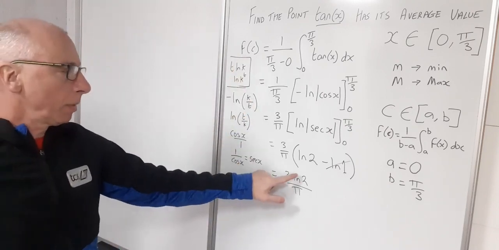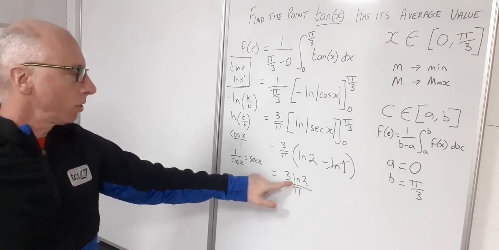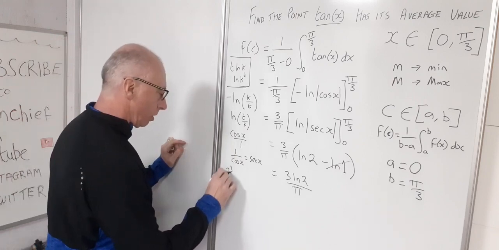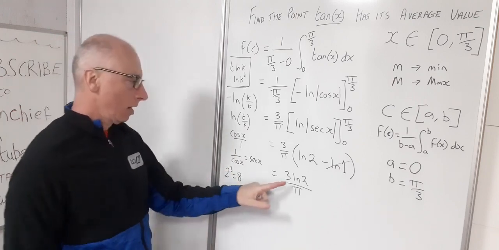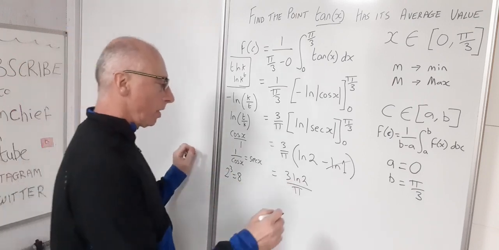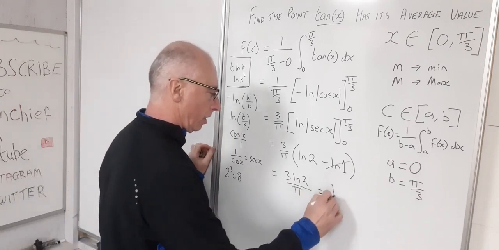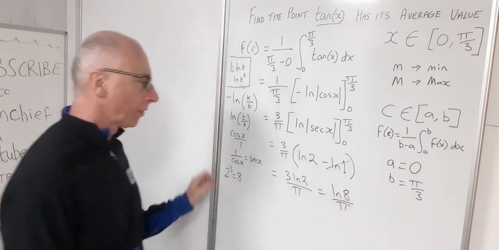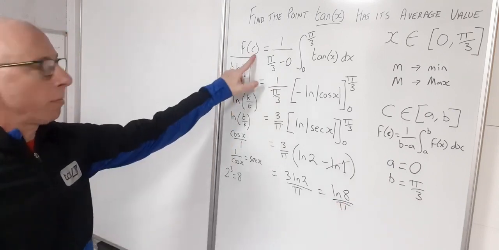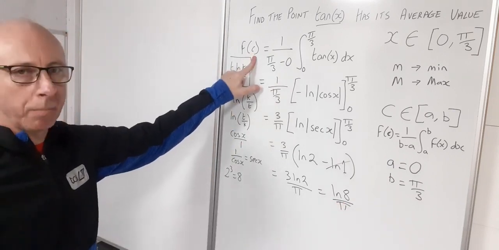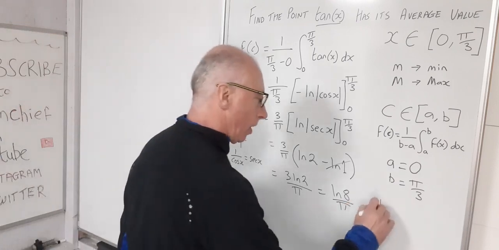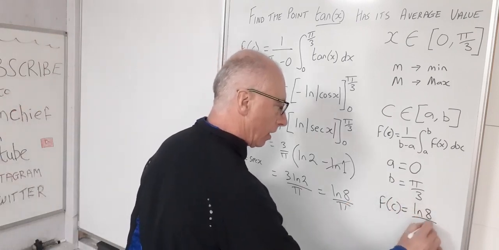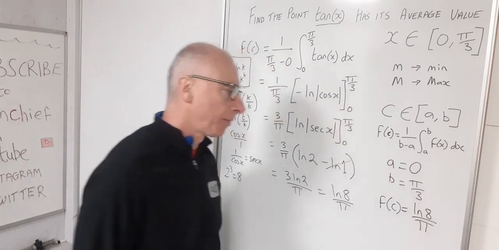So here I can bring my 2 to the power of 3. So 2 to the power of 3 is 8. So 3 ln 2 is the same as natural log of 8. So natural log of 8 over pi. Okay, so that's what my value is at my point C. So f of C equals natural log of 8 over pi.